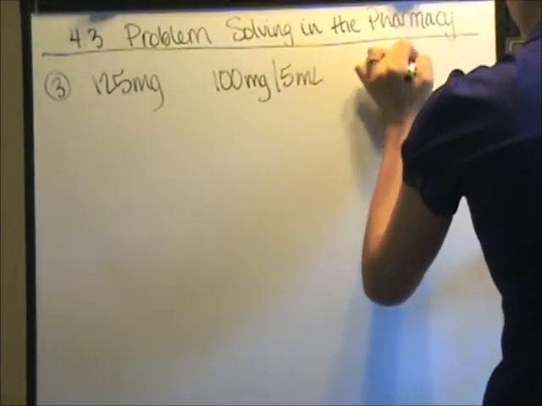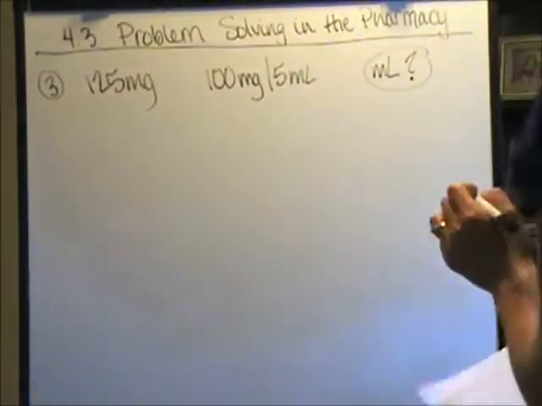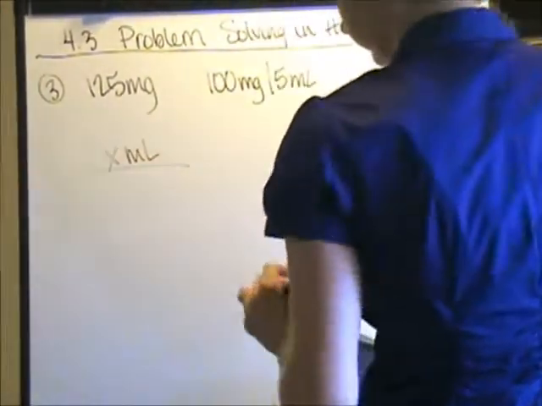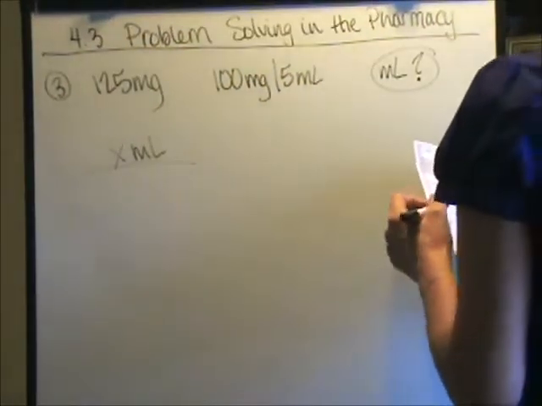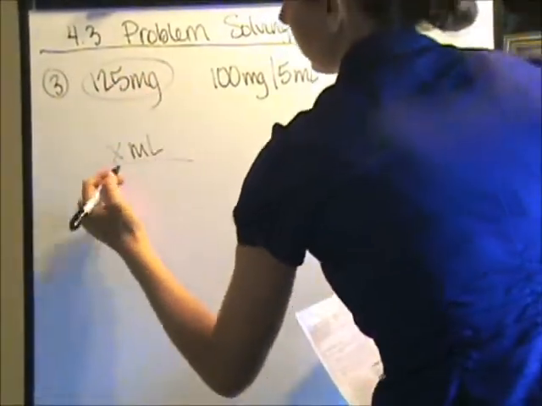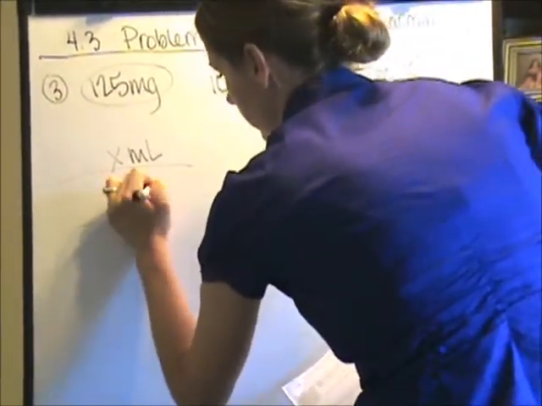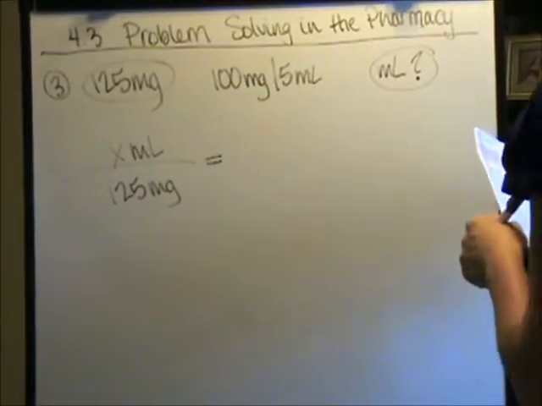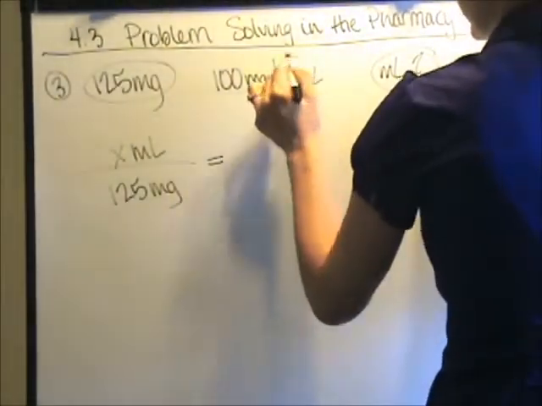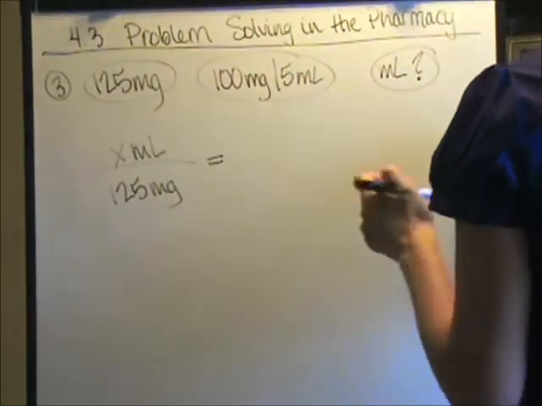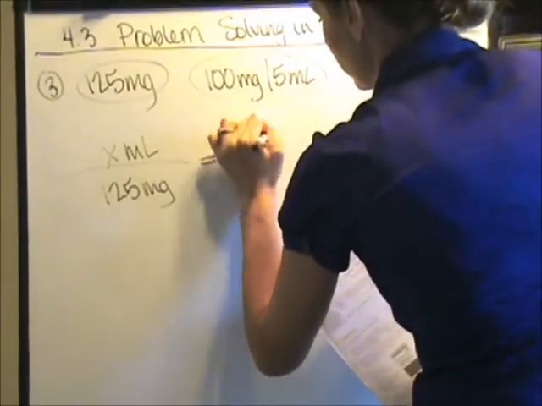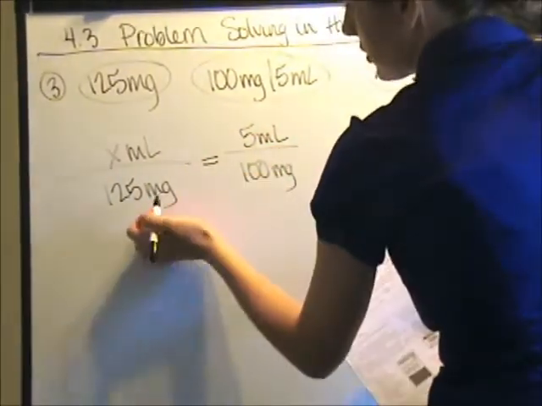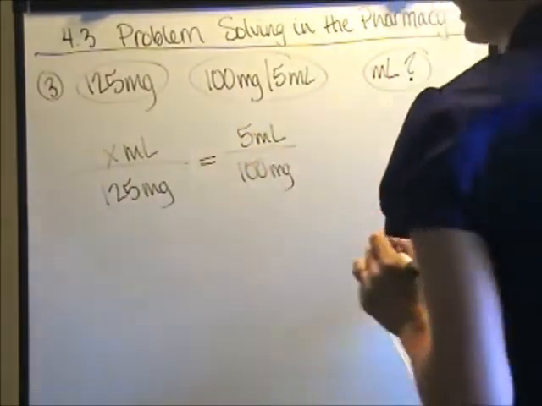So we know that we, again, are looking for milliliters. That is going to be our variable, so X is going to reflect ml. What is our desired dose? Our desired dose is 125 milligrams. So we just need to find out how many mLs we need to get 125 milligrams in a dose. And the available stock that the pharmacy has is 5 ml per 100 milligrams. And again, making sure our units of measure line up, and they do.